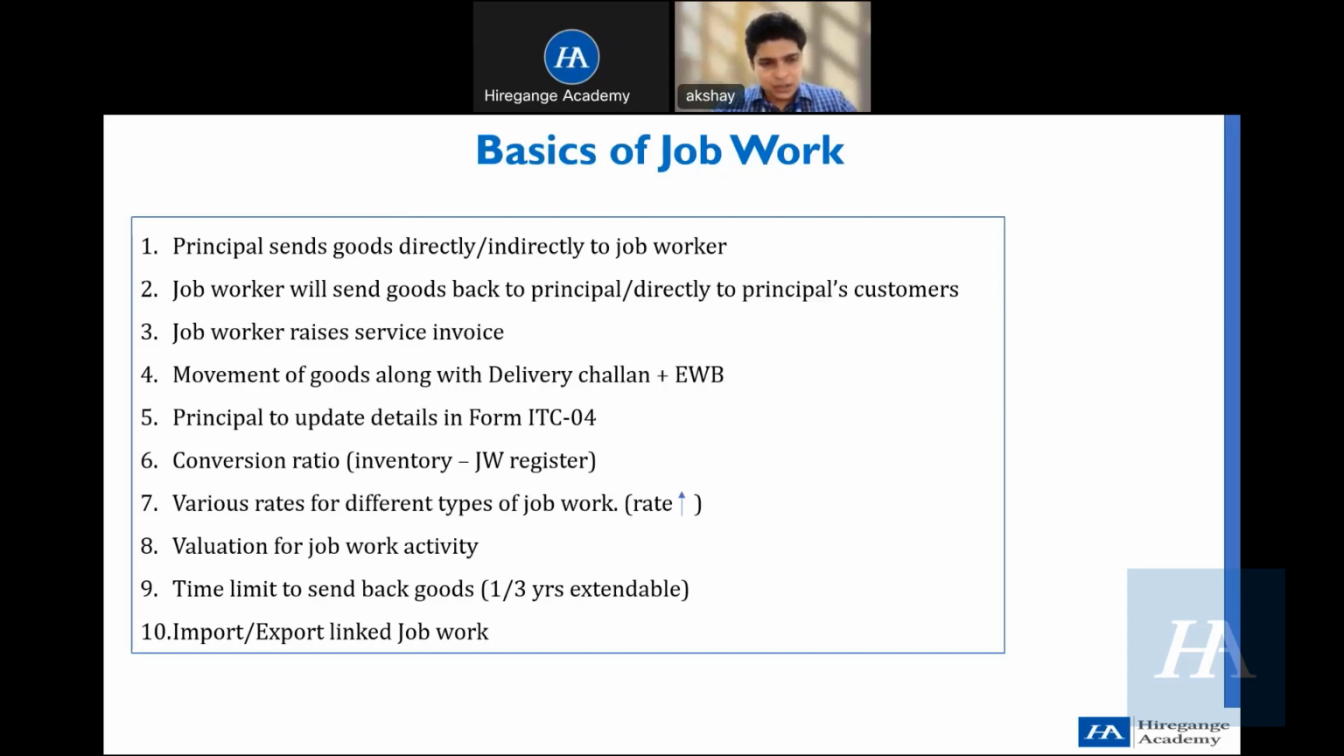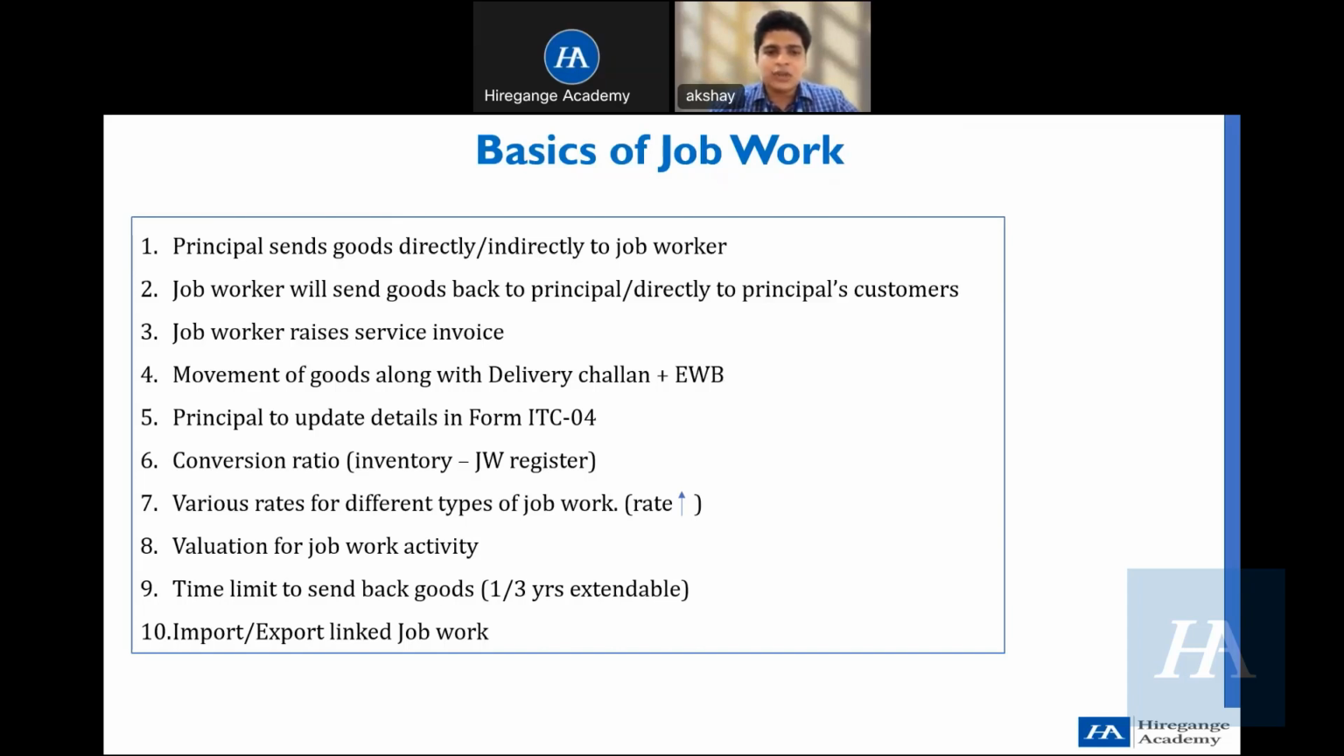Another key area which generally is missed out on the business side is the conversion ratio, which links inventory to the job work register. How do I match the goods which have gone out and the goods which have come in? Say you have sent goods A to the job worker and he is sending back goods A, then the conversion ratio is not required.